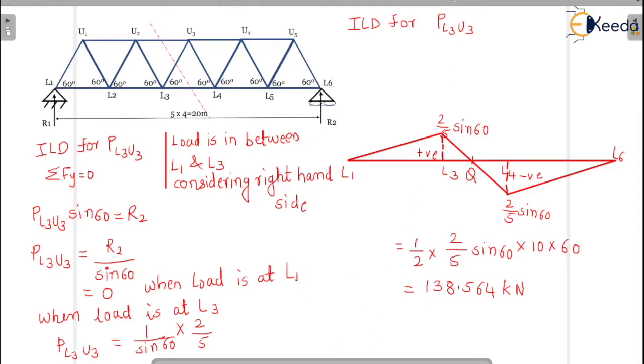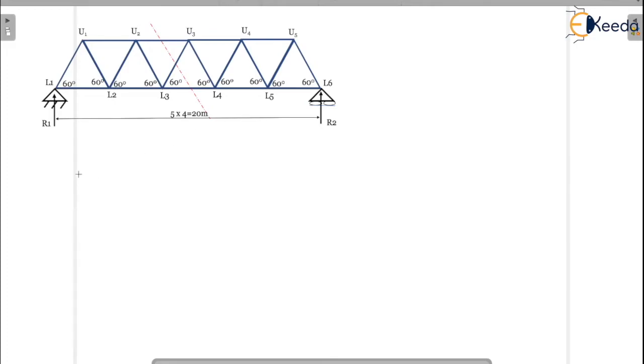Now let us go for the next ILD. We have done with PL3U3. Now the remaining is L3L4. So the last part is L3L4. Let us go for this calculation. Here, consider section 1-1. This is the 1-1 section.